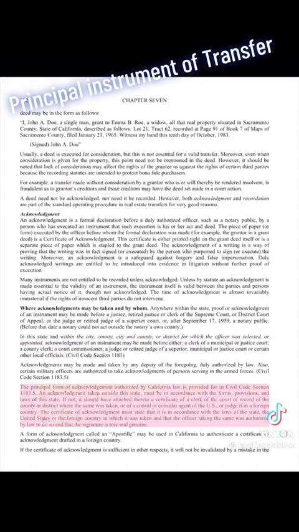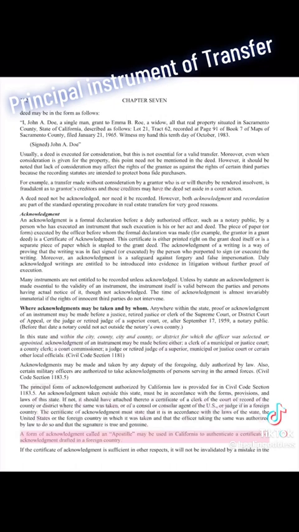The certificate of acknowledgement must state that it is in accordance with the laws of the state, the United States, or the foreign country in which it was taken, and that the officer taking the same was authorized by them to do so, and that the signature is true and genuine. A form of acknowledgement called an apostille may be used in California to authenticate a certificate of acknowledgement drafted in a foreign country. If the certificate of acknowledgement is sufficient in other respects, it will not be invalidated by a mistake.